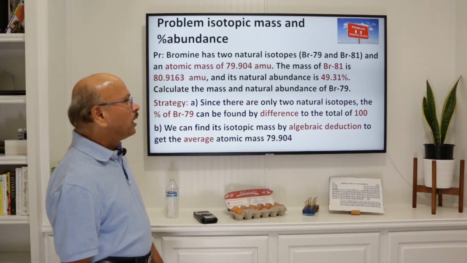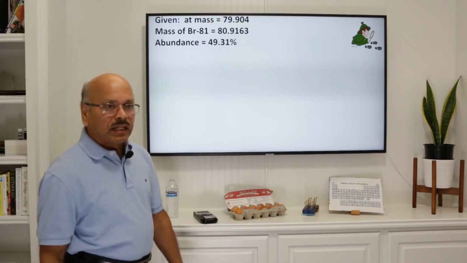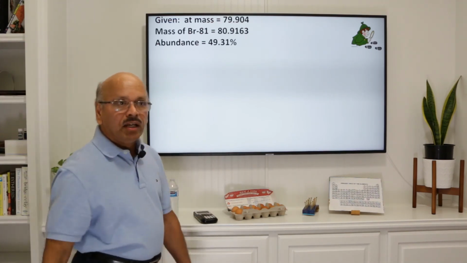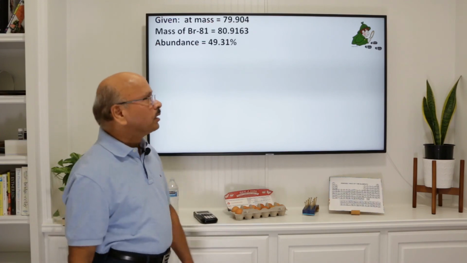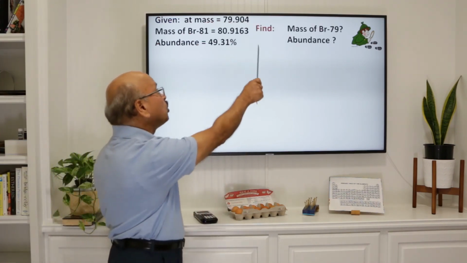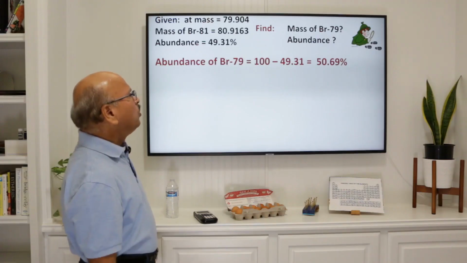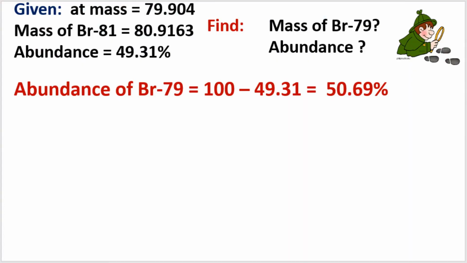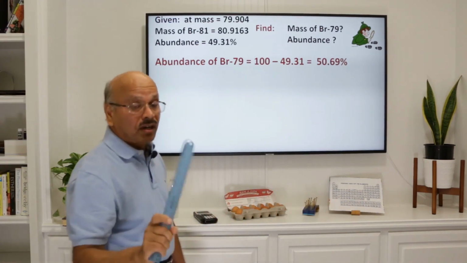So let's go to the calculation. These are the given things. The atomic mass is 79.904. The isotopic mass of bromine 81 is 80.9163, and the abundance is 49.31%. What do you have to find out? You have to find out the isotopic mass of bromine 79 and its abundance. So what is the first thing you can do? You can do this very easily. The natural abundance of bromine 79 is going to be 49.31 taken away from 100. So 100 minus 49.31, which is going to be 50.69%. So we have answered one of them.